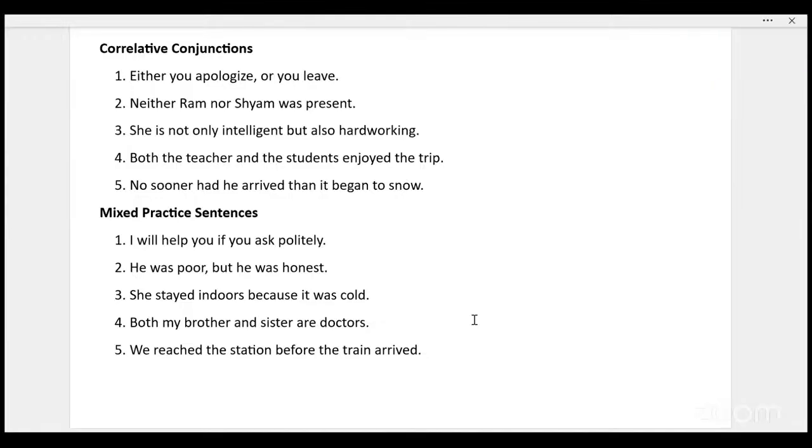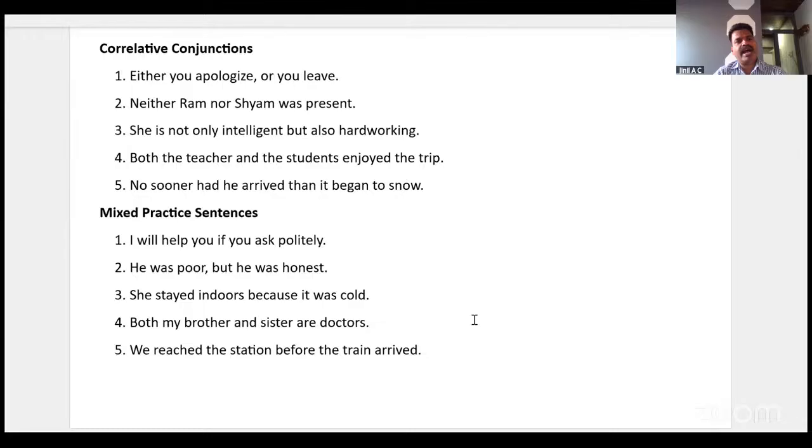Both the teacher and the students enjoyed the trip. So that means not only the teacher but also the students enjoyed the trip. Okay. Next. No sooner had he arrived than it began to snow. So what happened first? Did he arrive first or did it begin to snow first? No sooner had he arrived than it began to snow means he arrived and immediately after that it began to snow. So first he had arrived and then it began to snow.